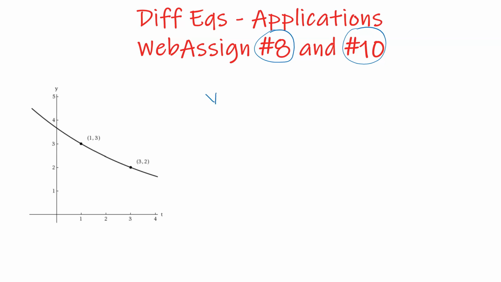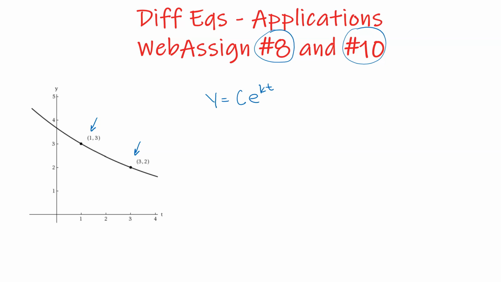So we know this. We've got a function that behaves like this. It's an exponential growth model. Normally, when we're solving one of these for particular solutions, we're given a point when t equals 0. But that's not the case here, which is what makes this one a little bit more challenging. We've got a point here at (1, 3) and here at (3, 2).